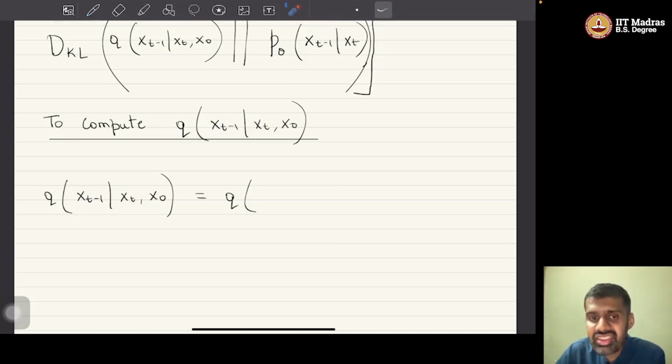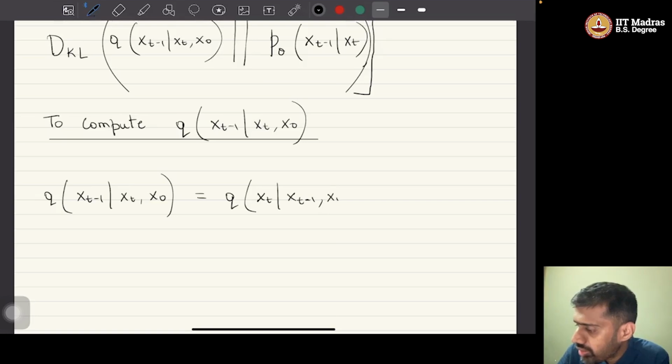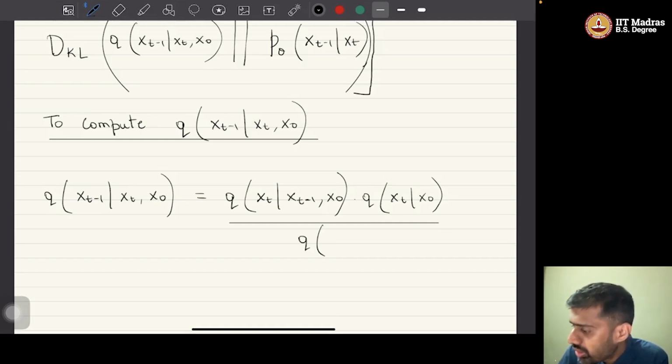Now all the definitions that we have are for the forward process. So therefore we will again invert it back to the forward direction, so that we can use all the definitions that we know of to compute this. So this is q of xt given xt minus 1 and x naught, times q of xt given x naught, divided by q of xt given x naught. So this is simply the Bayes law.